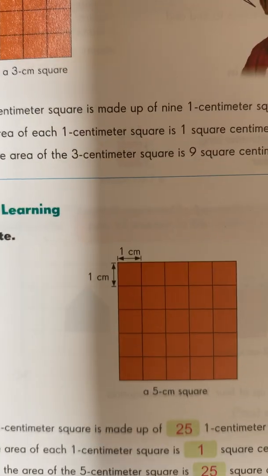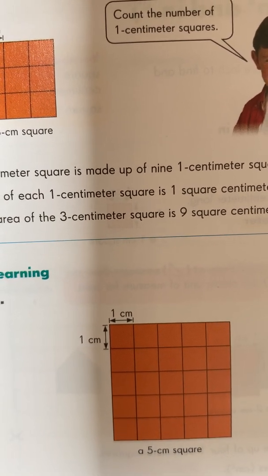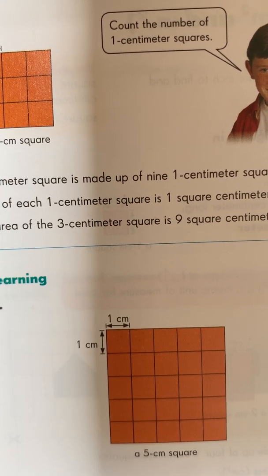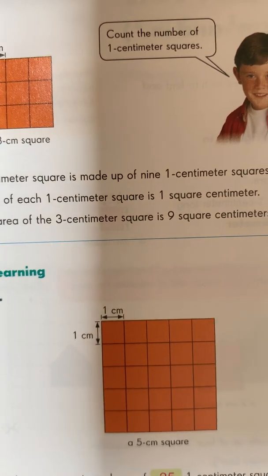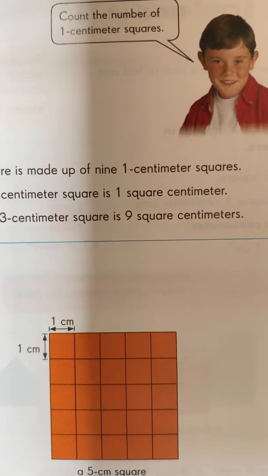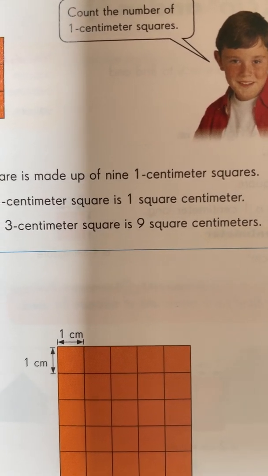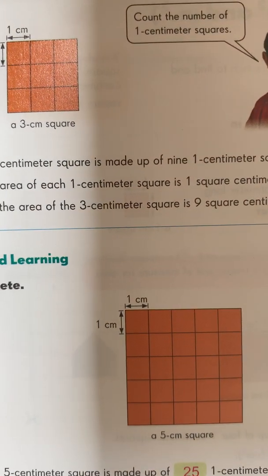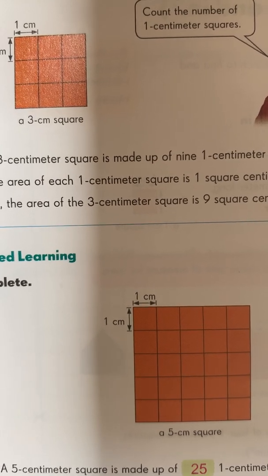Let's take a look down here at this image. So the first question says, a 5 centimeter square is made up of how many 1 centimeter squares? How many squares are there in this image right here? Go ahead and write it on your whiteboard. Perfect. Did you get 25? Excellent. There are 25 squares in this shape.